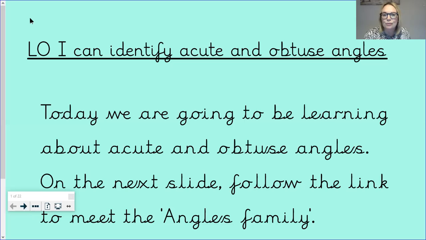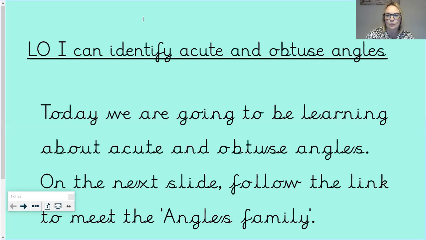So as I said, I'll talk you through all the slides, so you're feeling really confident, hopefully, by the time it gets to your worksheet at the end. So our learning objective for today is I can identify acute and obtuse angles. As I've already said, you're going to be learning about angles today, following on from the right angle that you looked at on Friday.